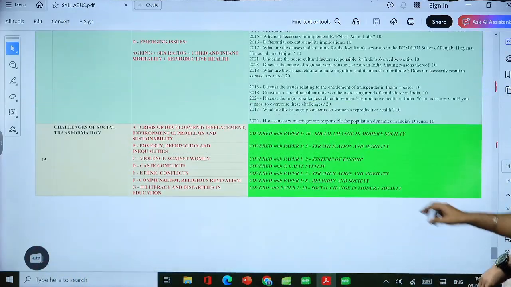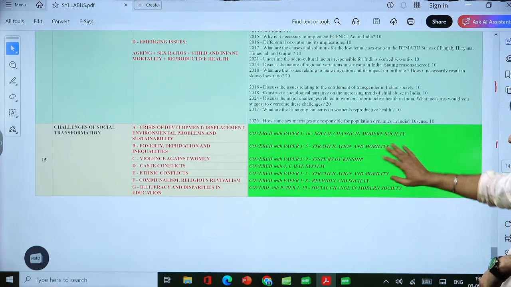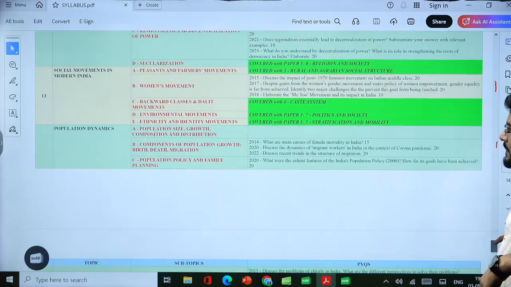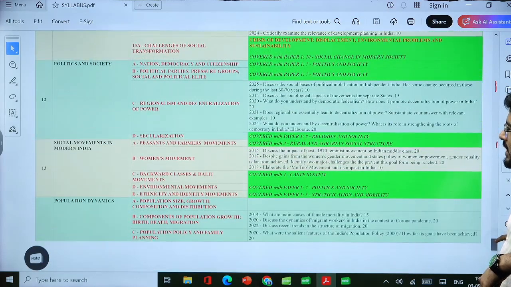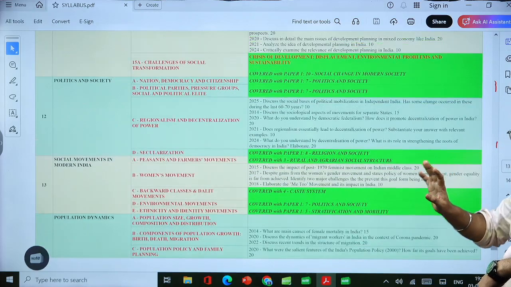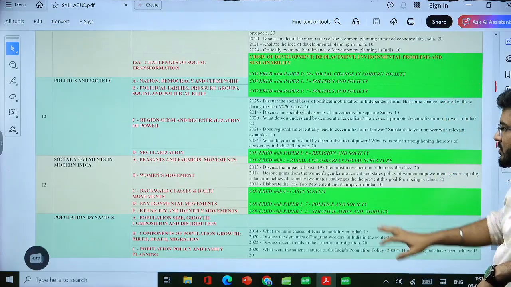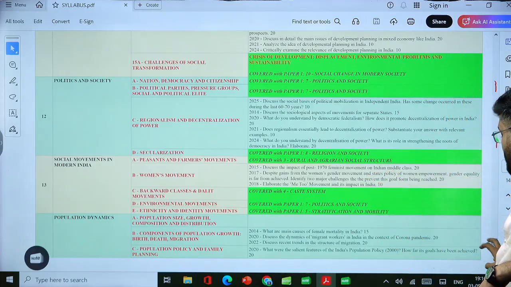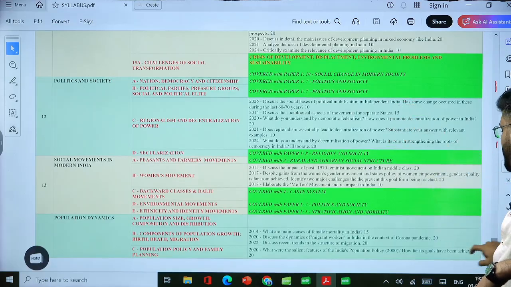Now look here, challenges of social transformation covered with paper 1 as well as different sections of paper 2. I have given the names of those sections. Then population dynamics we need to cover, social movements in modern society covered with paper 1 itself, and if not in paper 1, covered with different sections of paper 2. Only women movements will be left here. Then politics and society and social movements, regionalism and decentralization is left here only to cover.